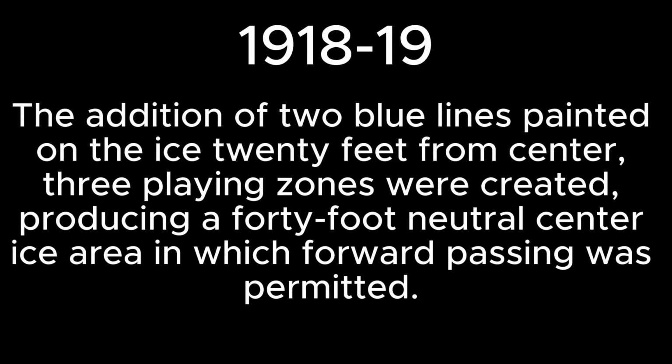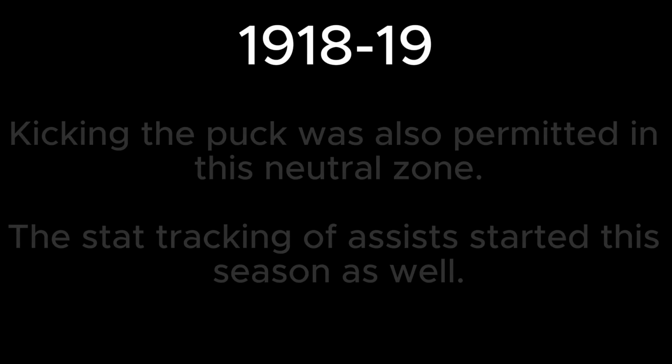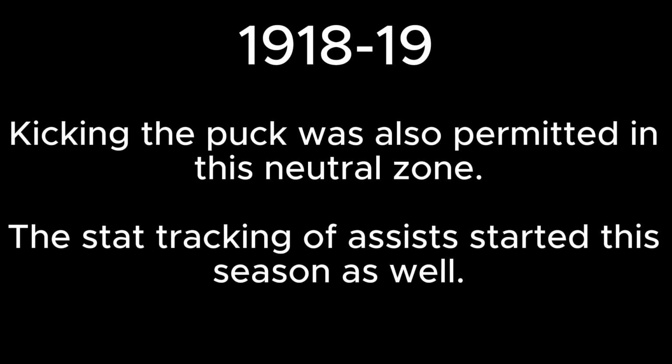With the addition of 2 blue lines painted on the ice 20 feet from center, 3 playing zones were created, producing a 40-foot neutral center ice area in which forward passing was permitted. Kicking the puck was also permitted in this neutral zone. The stat tracking of assists started this season as well.